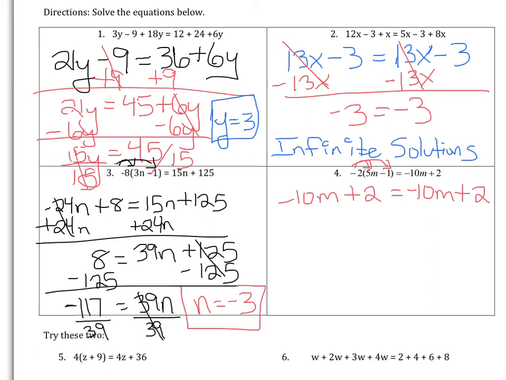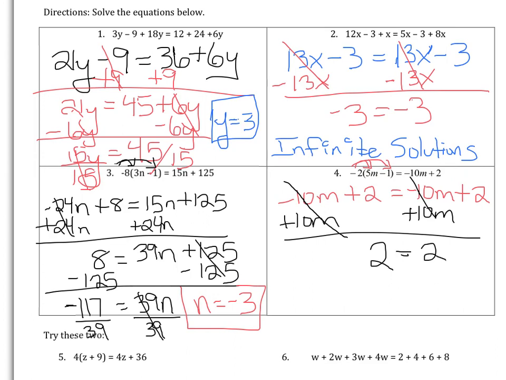Maybe to try to solve for this one, I'm going to choose to add the 10m to the left-hand side. Negative 10m plus 10m is 0, so I can cross it off. I end up getting 2 equals, and on the right-hand side I'm left with a 2. I see again in this case, I end up having something that's always true. 2 equals 2. When that happens, we don't say it's a no solution, we say it's an infinite solution. Infinite solutions. Meaning any number I plug in will work.